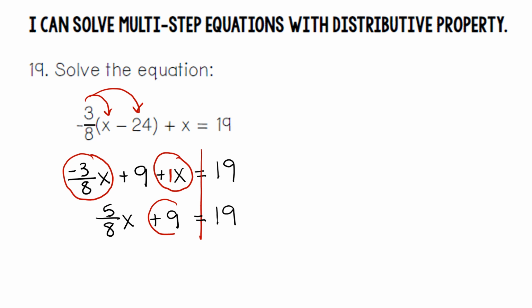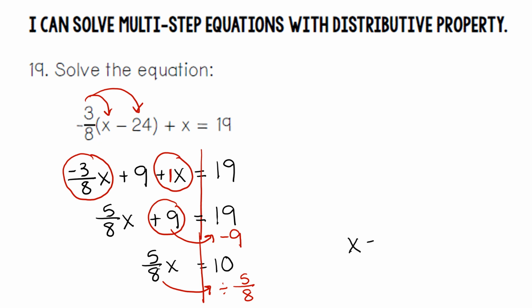Our next step is to do the opposite. Instead of plus 9, we do the opposite. We do a minus 9. 19 minus 9 is 10. The 5/8x stays the same as we did not use that part of the problem yet. Our last step is to divide because the 5/8 and the x side by side means multiply. So we do the opposite, we divide. 10 divided by 5/8 gives us an answer of 16.